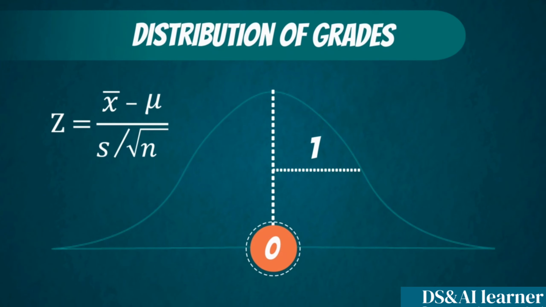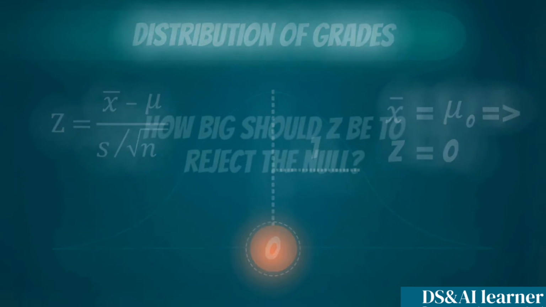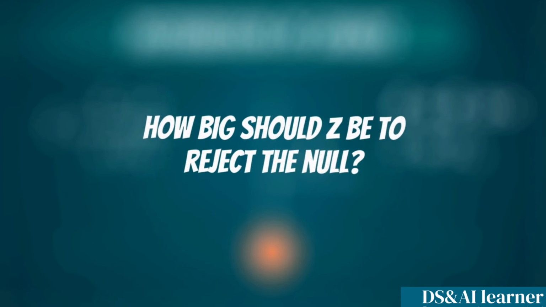If the sample mean is close enough to the hypothesized mean, then z will be close to 0. Otherwise, it will be far away from it. Naturally, if the sample mean is exactly equal to the hypothesized mean, z will be 0. In all these cases, we would accept the null hypothesis. Okay, the question here is the following. How big should z be for us to reject the null hypothesis?